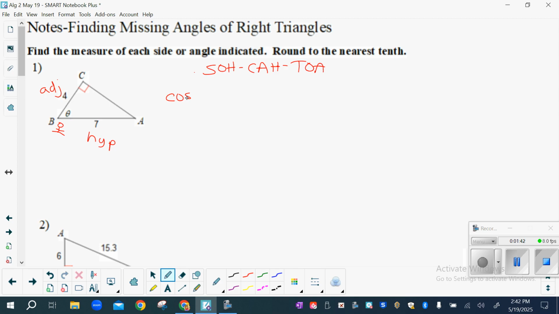So it's cosine of theta, which is adjacent over hypotenuse. So adjacent is 4. The hypotenuse is 7. So to get to that theta, what we have to do is take the cosine inverse of both sides, because what we want to do is undo that cosine. Okay, so the cosine inverse undoes the cosine, and then we can find theta.